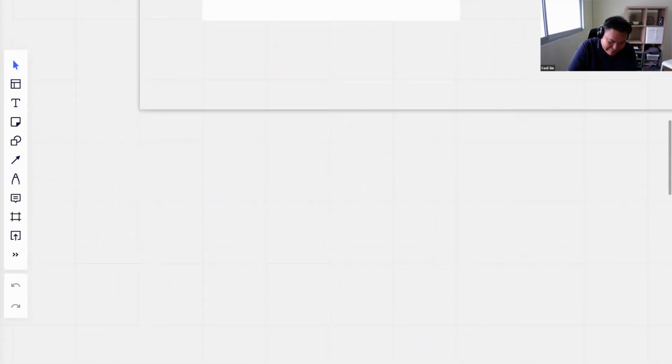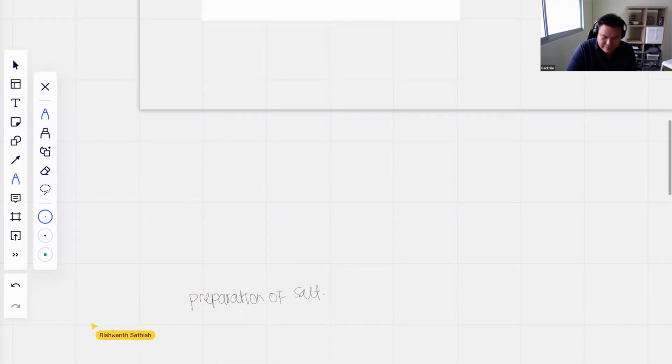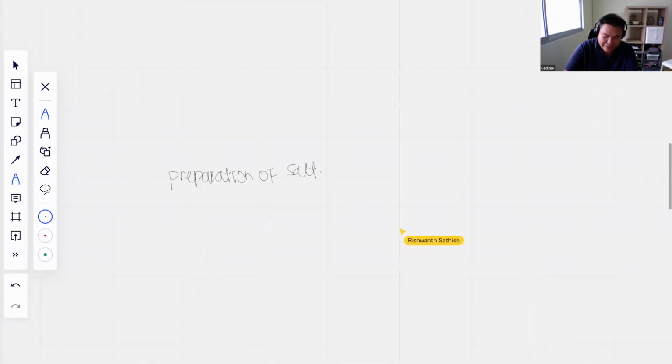Then below here we do preparation also. There are how many here? There are three preparation methods. Number one is the simplest. Number one is acid plus metal plus carbonate.